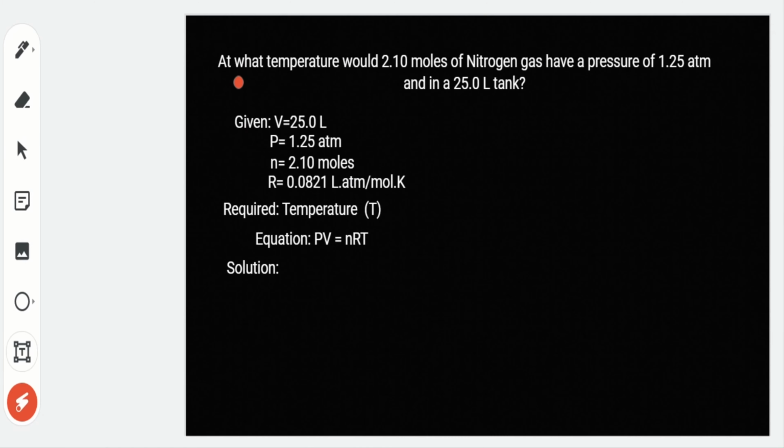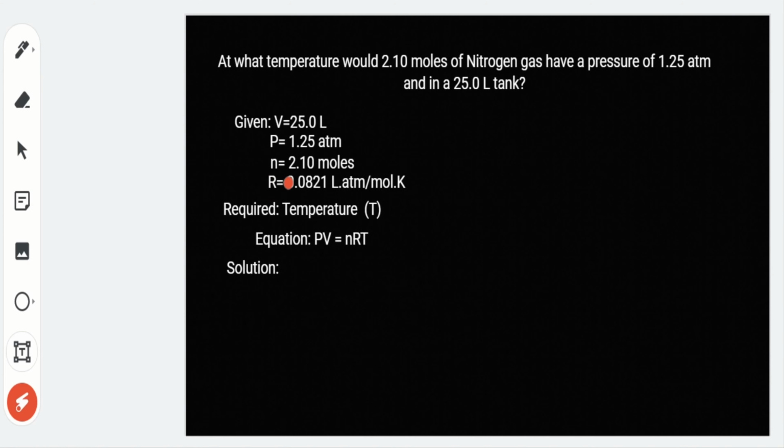Here's a problem. At what temperature would 2.10 moles of nitrogen gas have a pressure of 1.25 atmosphere in a 25.0 liters tank? So, ito yung given natin. Meron tayong volume, which is 25.0 liters. Meron tayong pressure, 1.25 atmosphere. Number of moles of nitrogen is 2.10.